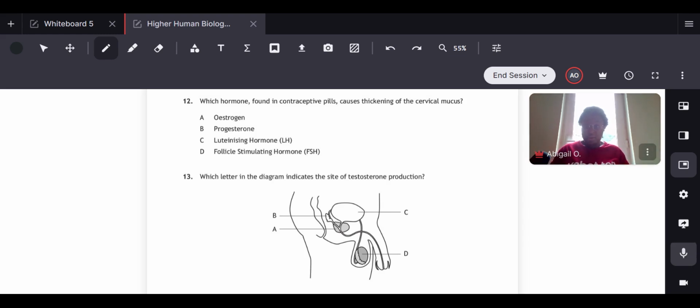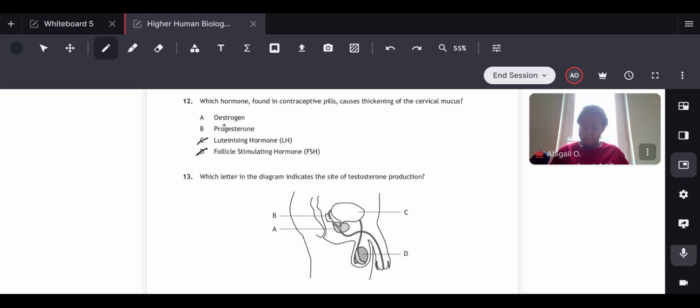Okay, moving on to Unit 2 with question number 12. Which hormone found in contraceptive pills causes thickening of the cervical mucus? So, because we're talking about contraceptive pills, we're not going to be talking about FSH or LH. These are our pituitary hormones, and you might find those in infertility treatments that help to stimulate ovulation and things like that. But when it comes to contraception, we don't typically use these hormones.